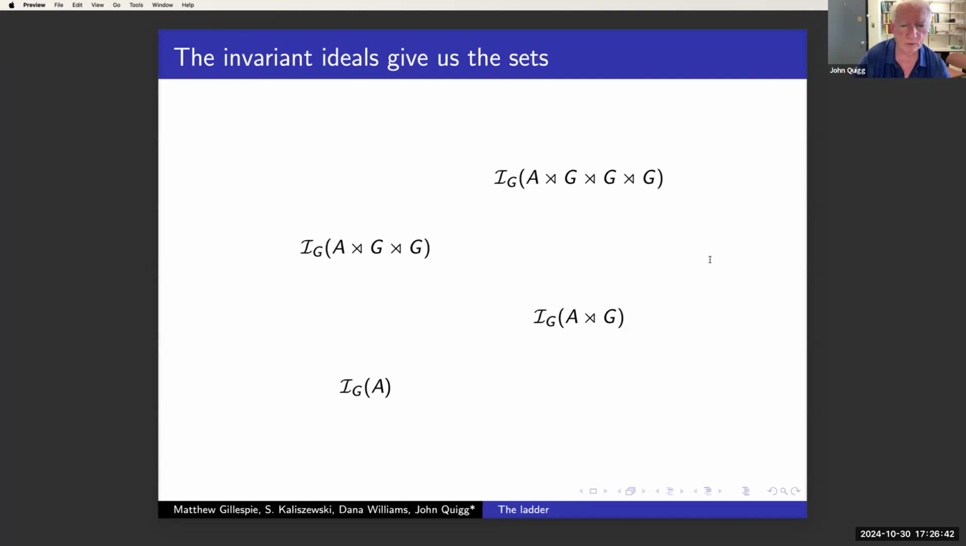Okay, so now we have these four C-star algebras, starting with A and forming successive cross products. And in each case, we can talk about the invariant ideals, I sub G, the invariant ideals, either under the action or coaction in each case. So these are the nodes of the ladder.